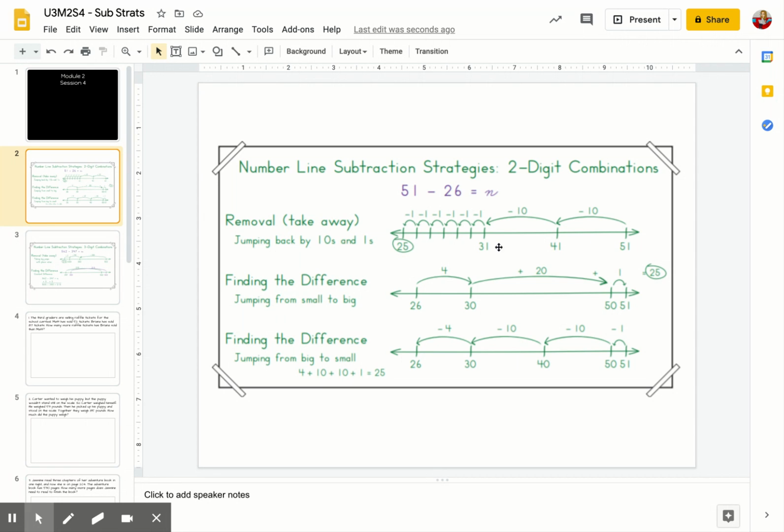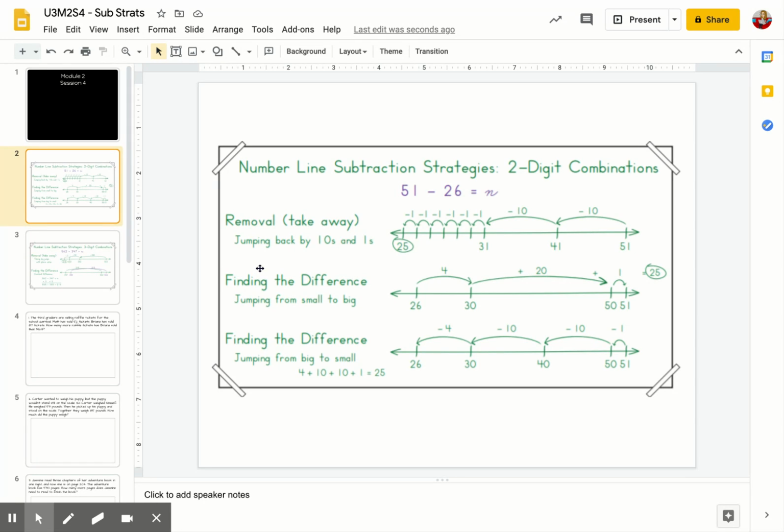Subtraction strategies. So you have already studied these. We've studied them for a while now. You're probably like, snore, Miss Carr, why do we have to do this again? Well, I'll tell you. The more you do something, the better you get at it. So let's review our standard two-digit subtraction strategies.